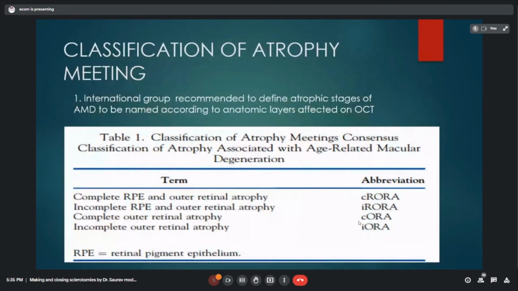Okay. Now this was the latest, in 2015 it started actually. There was an international group which recommended that atrophic stages of AMD be defined and named according to the anatomical layers affected on OCT. This was termed the Classification of Atrophy Meetings. They gave 4 terms: complete RPE and outer retinal atrophy, incomplete RPE and outer retinal atrophy, complete outer retinal atrophy, and incomplete outer retinal atrophy. Geographic atrophy was considered a subset of complete RPE and outer retinal atrophy. And there was a term given as nascent geographic atrophy, considered a subset of incomplete RPE and outer retinal atrophy.